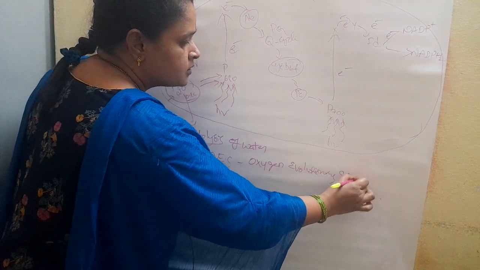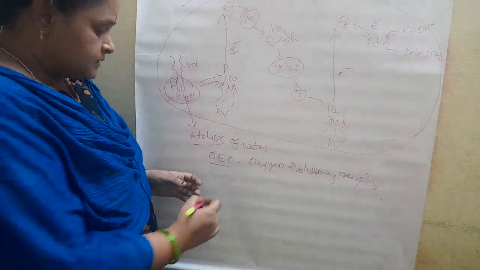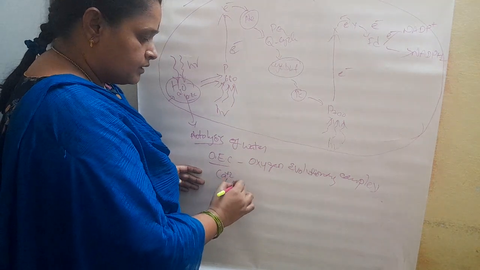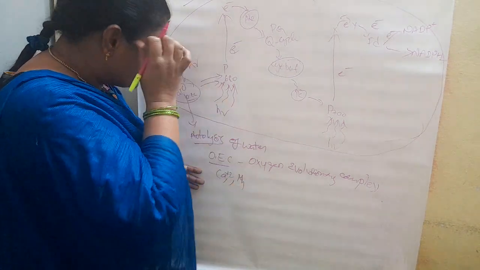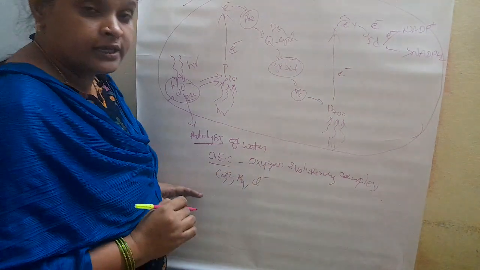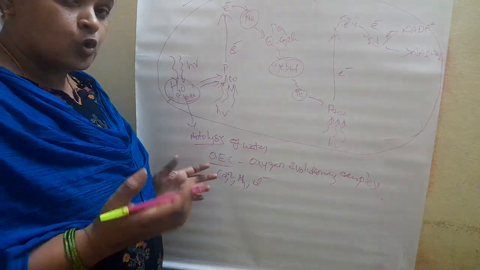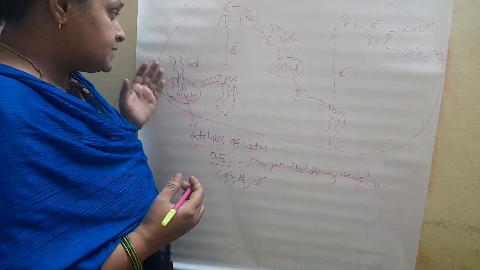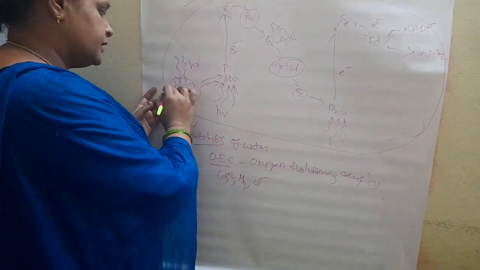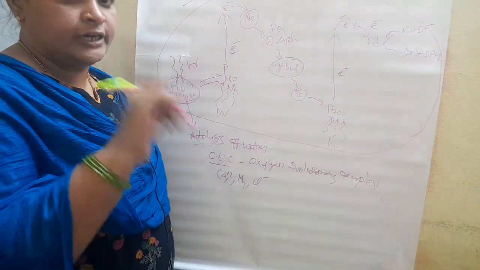complex. Oxygen evolutionary complex. In this complex, calcium ions will be there, and manganese ions will be there, not magnesium, manganese ions, and chlorine ions are also there. So this is the association of these ions which is forming the OEC complex. In the presence of light, it is splitting the water molecule. Usually, two water molecules are splitted at one time.